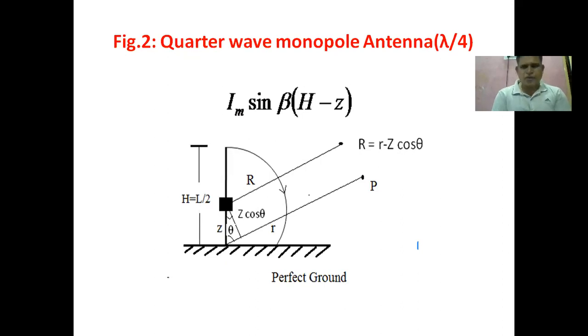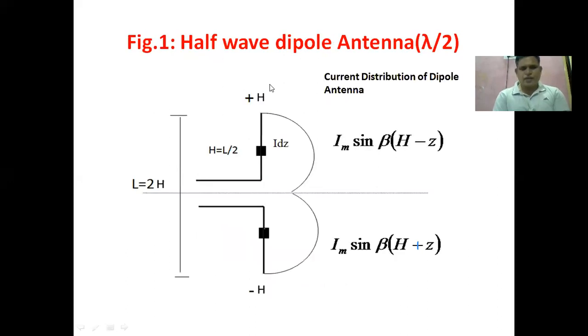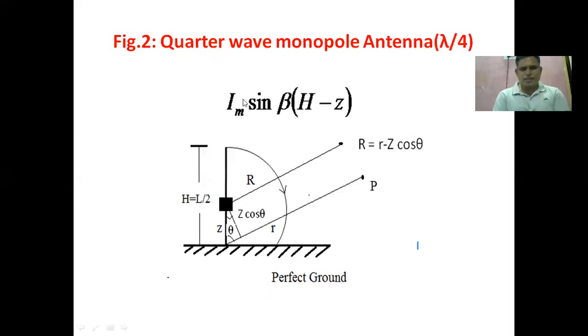Here you have to understand that the half-wave dipole and quarter-wave monopole antennas both have the same radiation pattern, but one difference is the radiation resistance. If the radiation resistance of this half-wave dipole antenna is capital R, the radiation resistance of this quarter-wave monopole antenna is R by 2. That is the main difference. Rest of the things are similar.